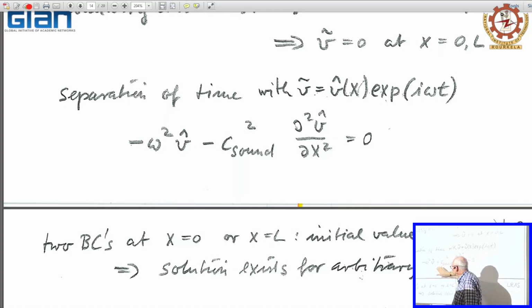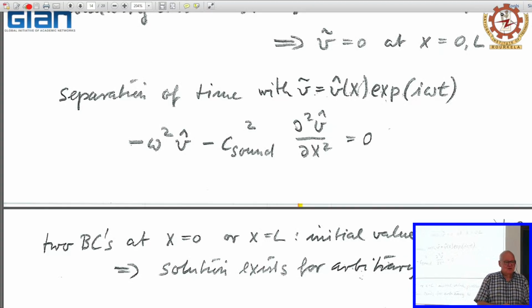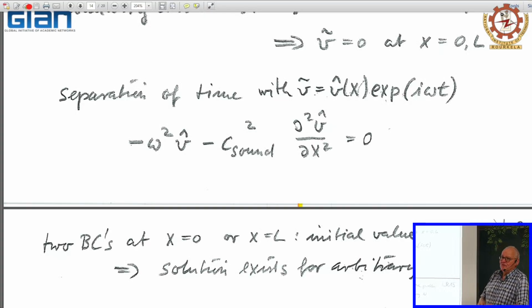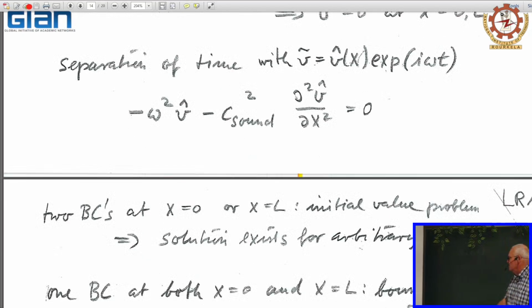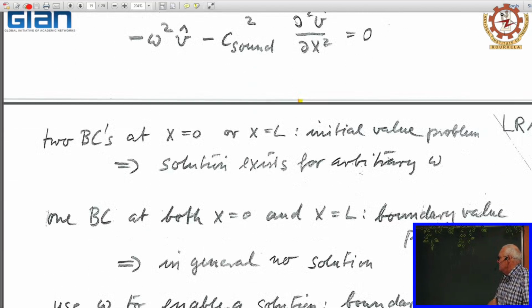The sound speed is constant, and also, of course, omega is constant. So we have a second order equation with constant coefficients, and you all know the solution of a second order equation with constant coefficients. This is also an exponential. Okay, we'll come to that in a minute.